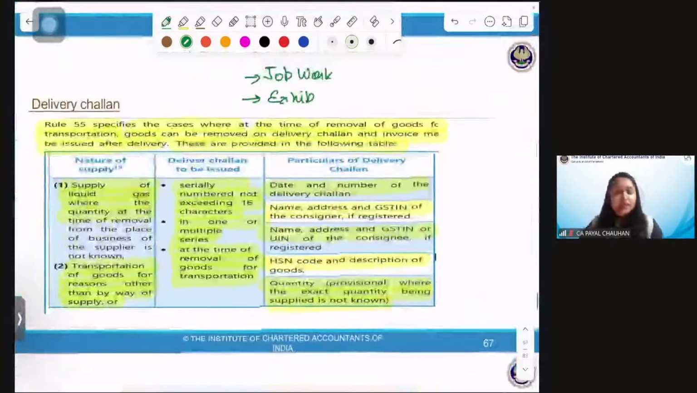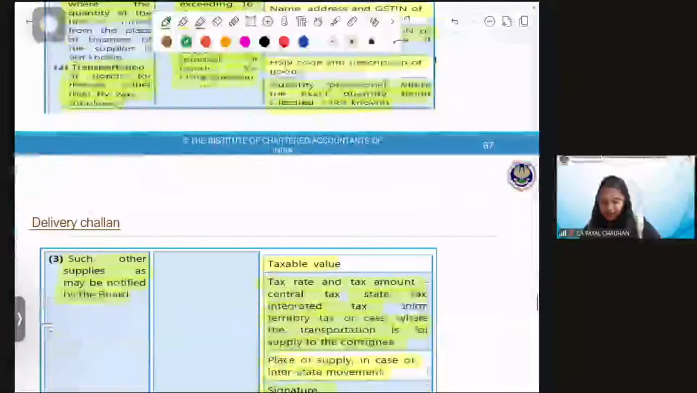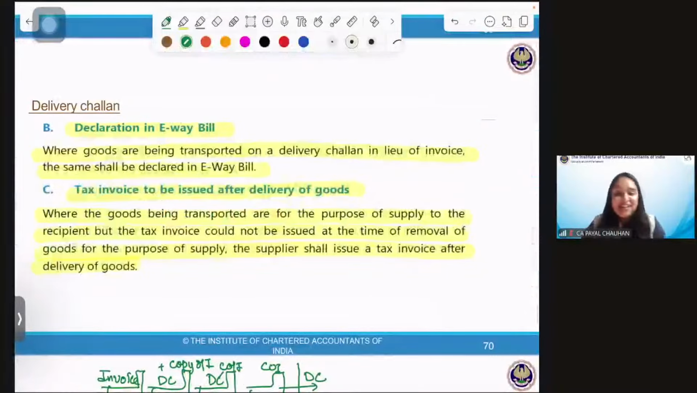Delivery challan: where the transportation of goods is for other than supply, we issue a delivery challan, for example for displaying in an exhibition or for job work. For goods, we have 3 copies. In the e-way bill, we need to mention the details of the delivery challan. And once the goods issued on delivery challan are approved, then the invoice will be issued.